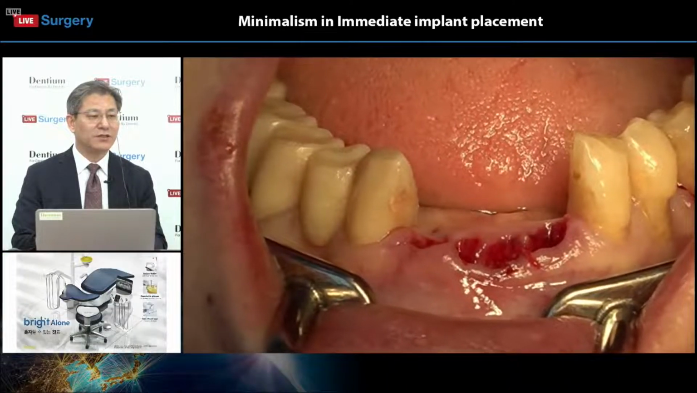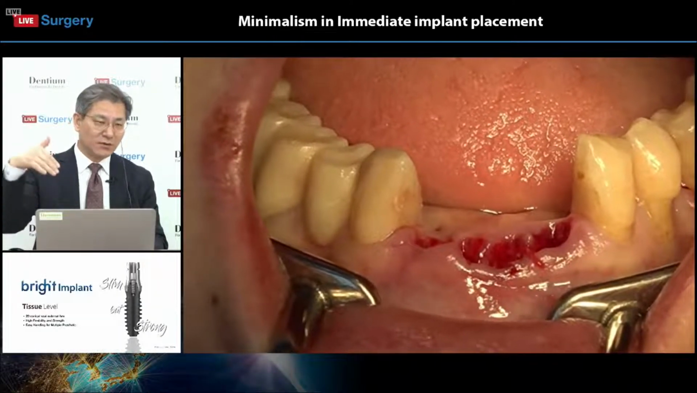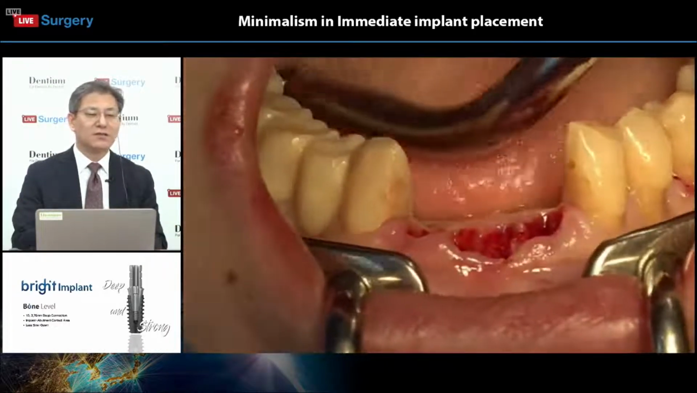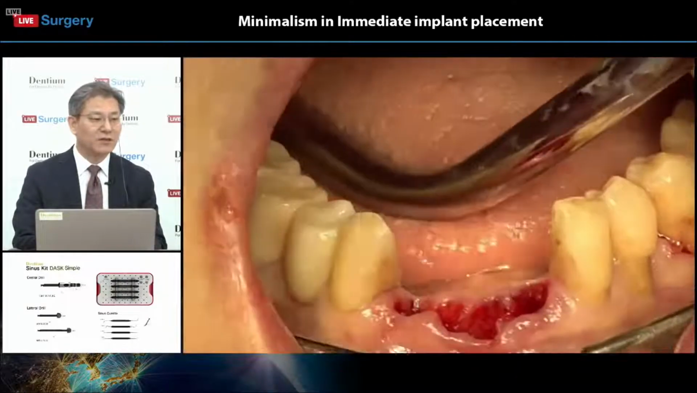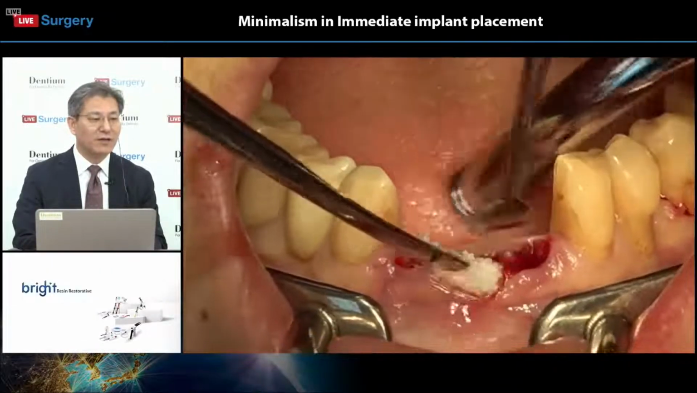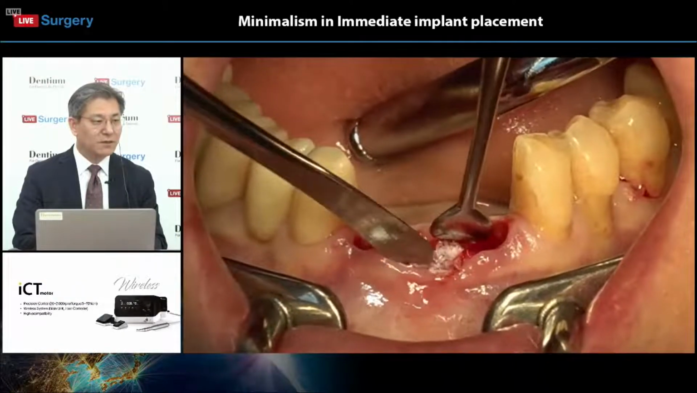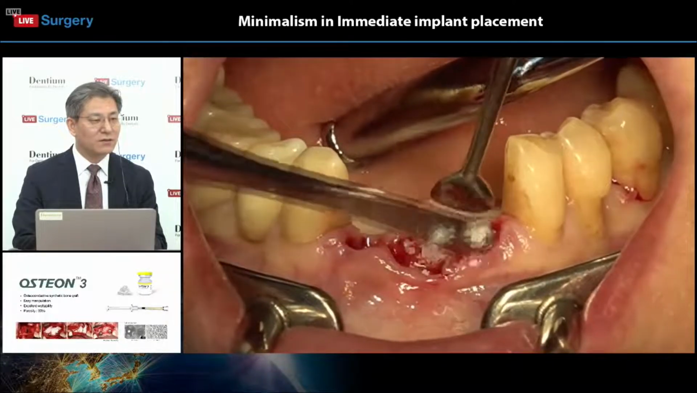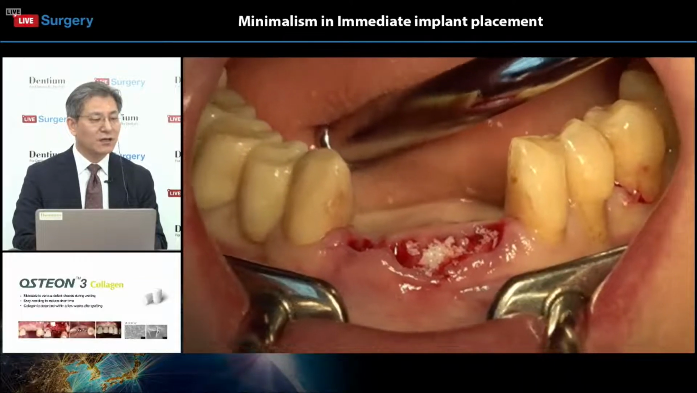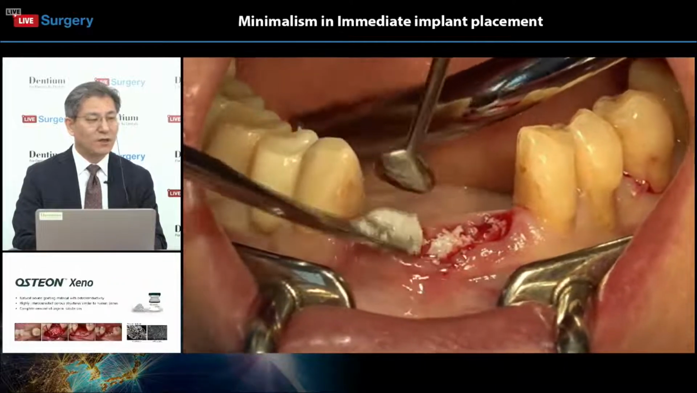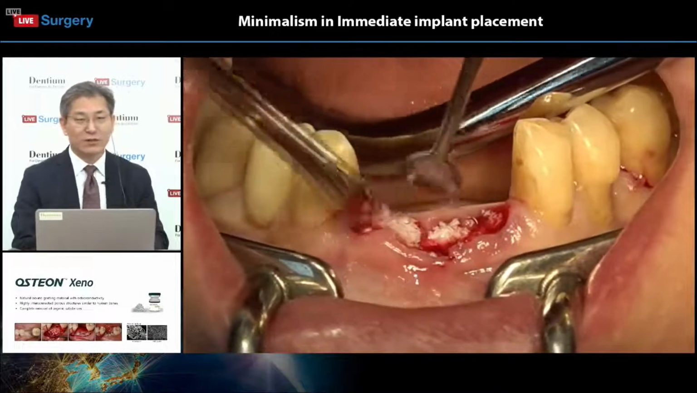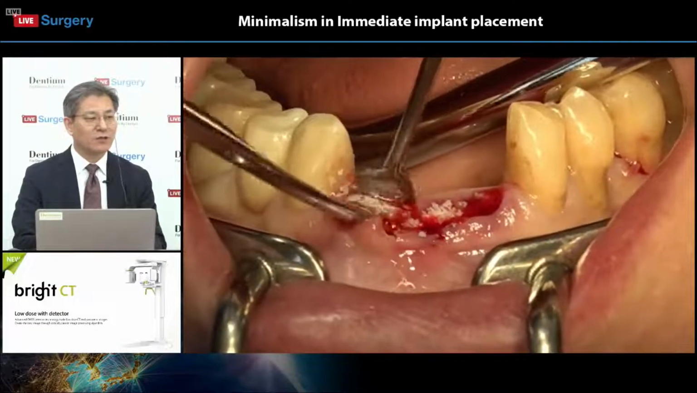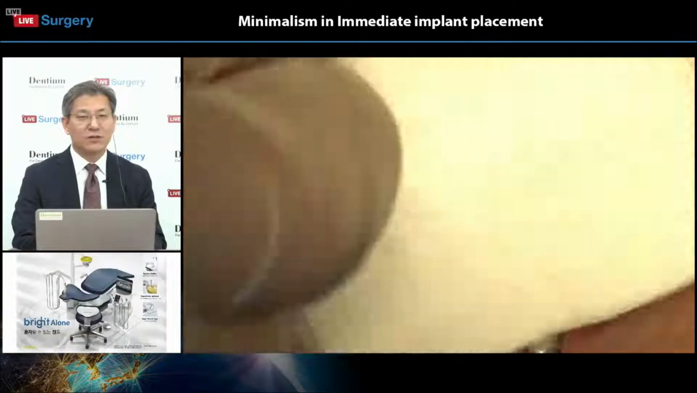These lower anteriors need a more abrupt angle for the camera to reveal the full surgical field. But unfortunately, this time we couldn't get enough surgical field viewing. Anyway, after this thorough degranulation, the socket is filled with Osteon xenograft material from the Dentium company. Xenograft. The source is bovine.